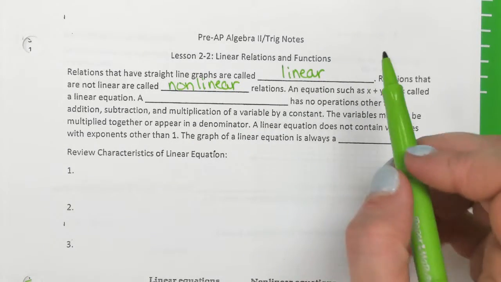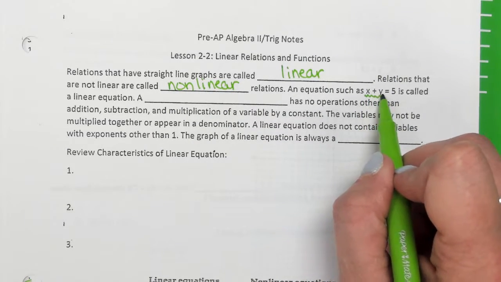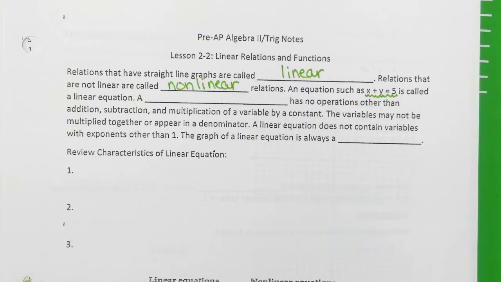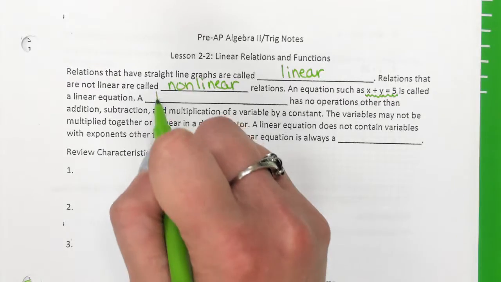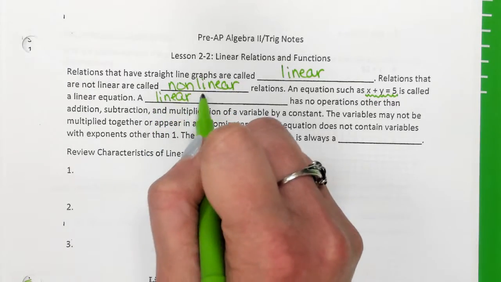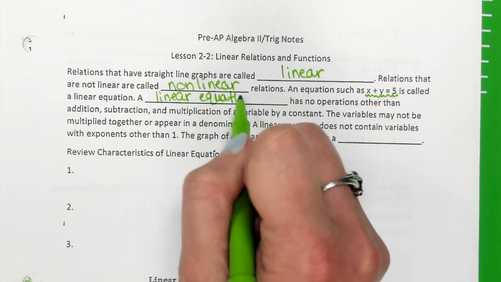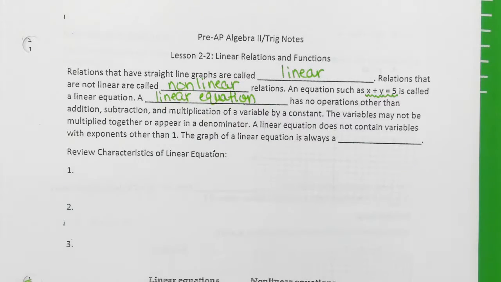And they give you an example right here: x plus y equals 5. That's just an example, right? And then a linear equation only has addition, subtraction, multiplication, and division, right? Well, not division of a constant, but.